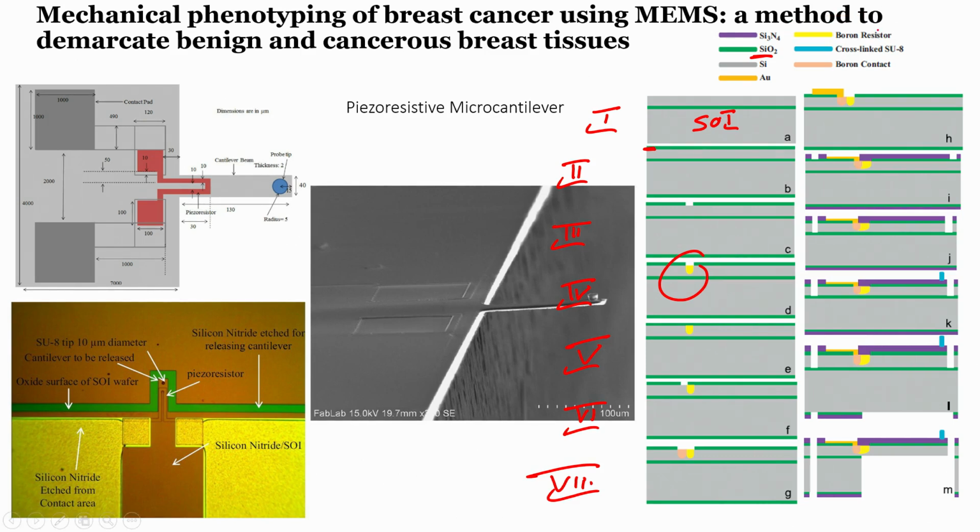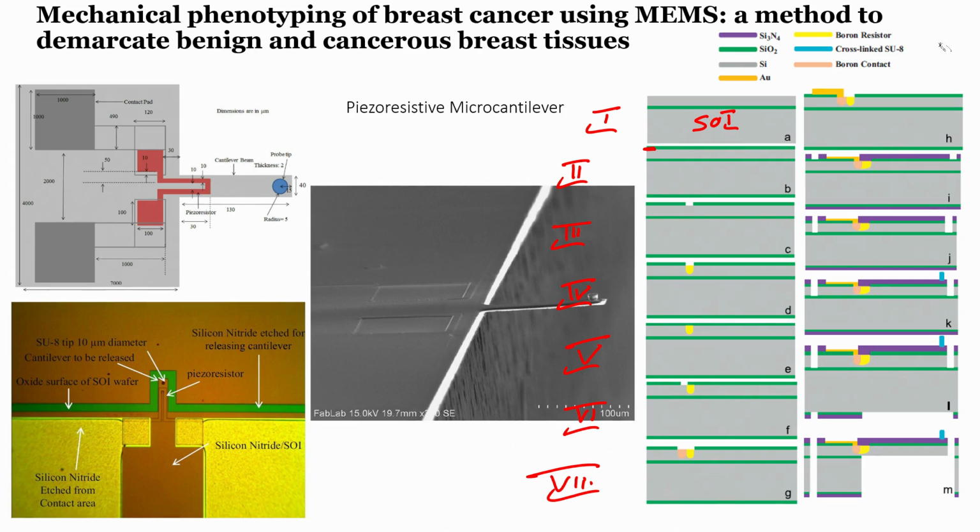So, the resistor value will be different than the boron contact value. So, let us see the colors here. I am sure that you can see the same colors. Here purple is for silicon nitride, green color is for silicon dioxide, grey color is silicon, golden color is gold, orange color is for boron contact, blue color is for SU8 material, and yellow color is for boron resistor.